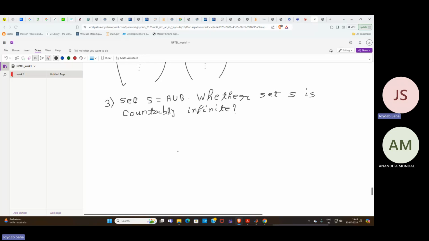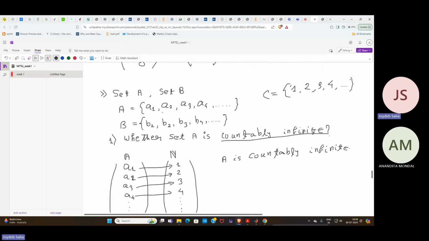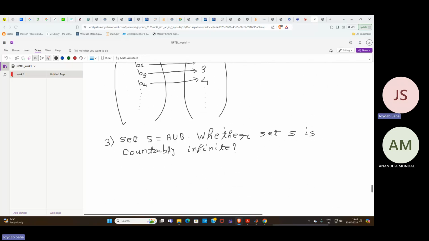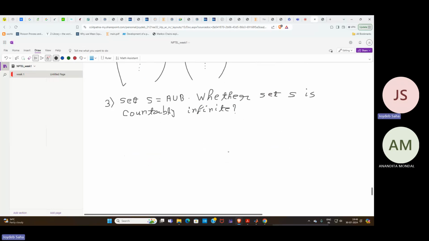This is the question. If set A is A1, A2, A3, A4, and so on, set B is B1, B2, B3, B4, and so on, up to infinite, then A is countably infinite, B is countably infinite. Whether A union B is also countably infinite, please think about it. Take 2-3 minutes and answer. Or I will answer it now. Take your time, 2-3 minutes, and think.